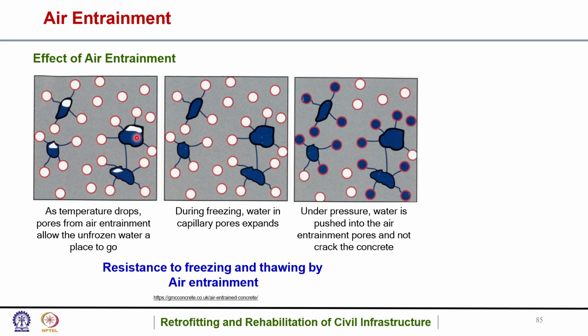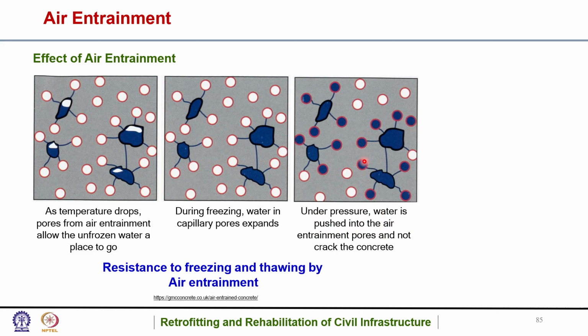The blue color is the unfrozen water, and the white color is basically the frozen water. When the temperature drops, pores from air entrainment allow the unfrozen water a place to go through the capillary pores. During freezing, water in capillary pores expands. The water expands during freezing because of the formation of ice, and under pressure the unfrozen water is pushed into the air entrainment pores.